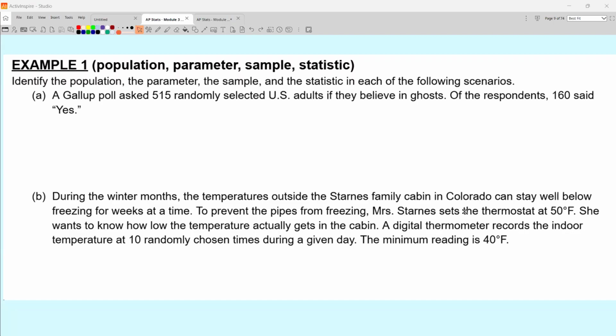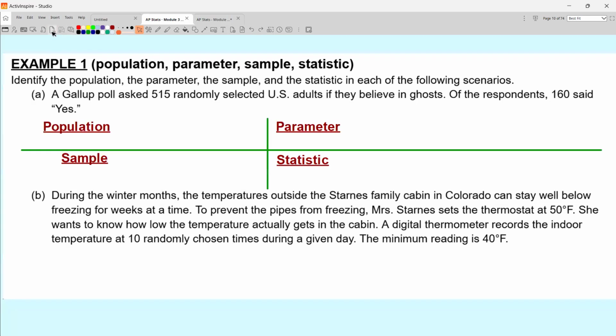Identify the population, the parameter, the sample, and the statistic in each of the following scenarios. A Gallup poll asked 515 randomly selected U.S. adults if they believe in ghosts. Of the respondents, 160 said yes. What you'll first want to do is create a little chart. Population, sample, parameter, and statistic.